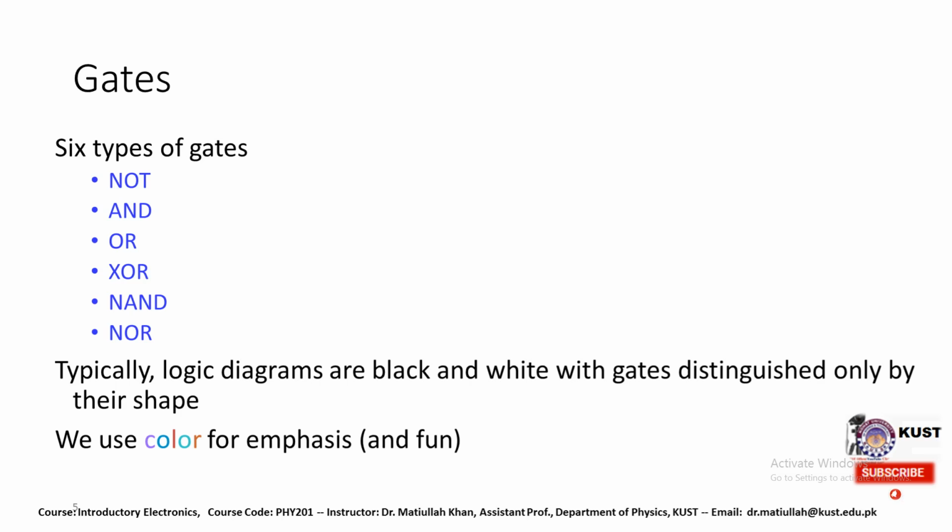So let's come toward the discussion of the gates one by one. In today's lecture we will discuss some of the well-known gates, that is the NOT gate, AND gate, OR gate, XOR gate, NAND gate, and NOR gate. For each gate we will develop the Boolean expression, the truth table, and the logic diagram. Logic diagrams are actually black and white, with the gates distinguished only by their shapes. So we use colors for emphasis, just for understanding.